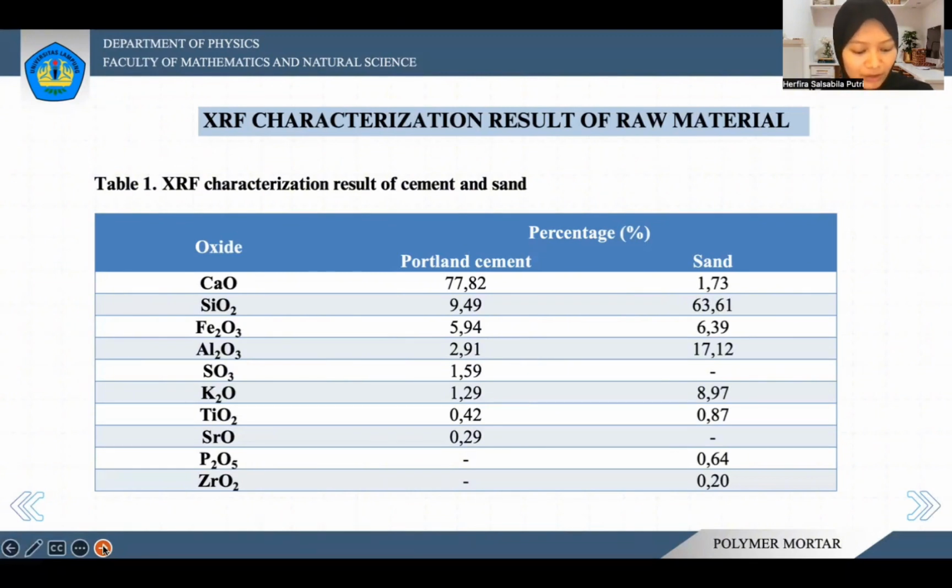Meanwhile, for sand, the dominant oxide is silicon dioxide, or SiO2. In accordance with Preset Yarrow 2021, sand is one of the materials with a high silica content that can be used in several industrial applications, including mortar production.